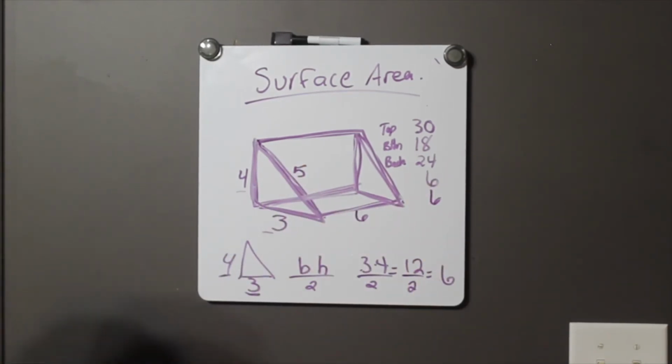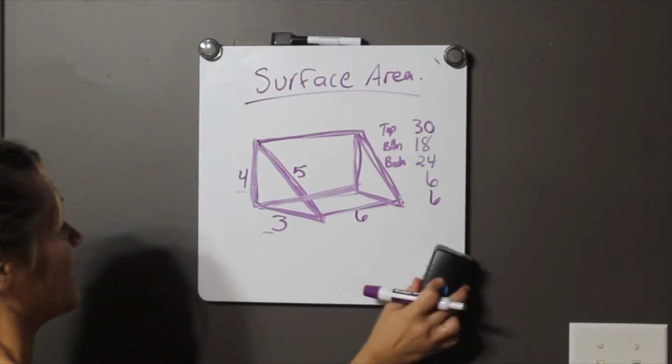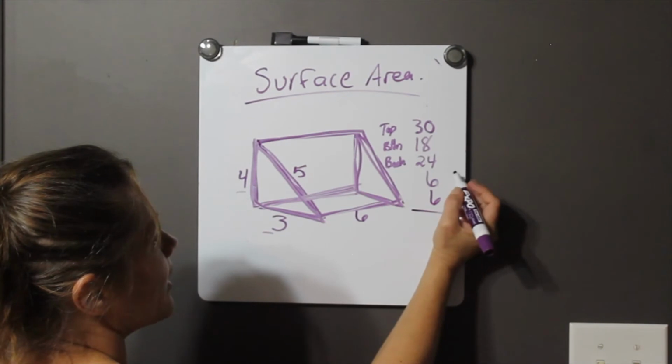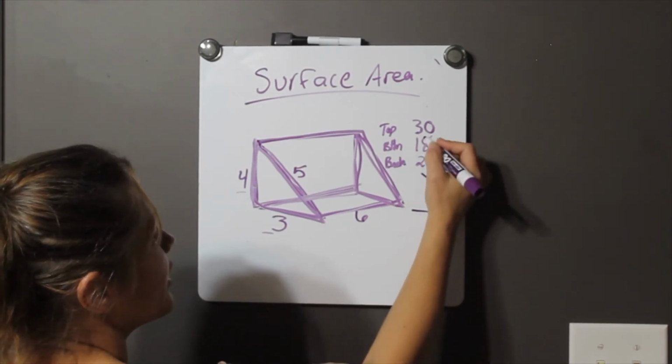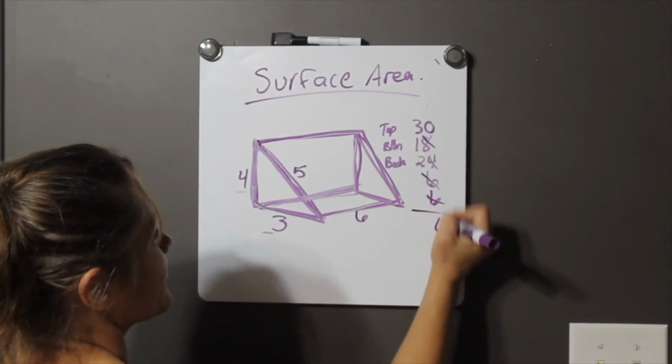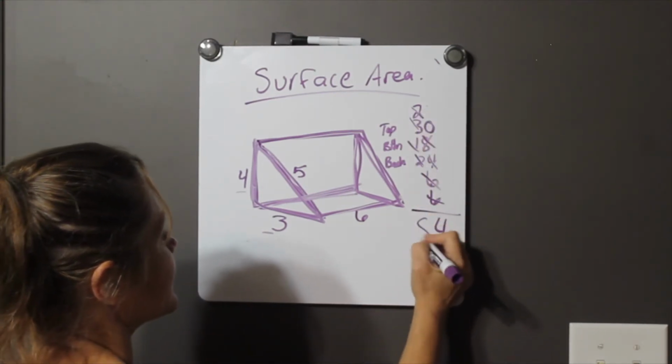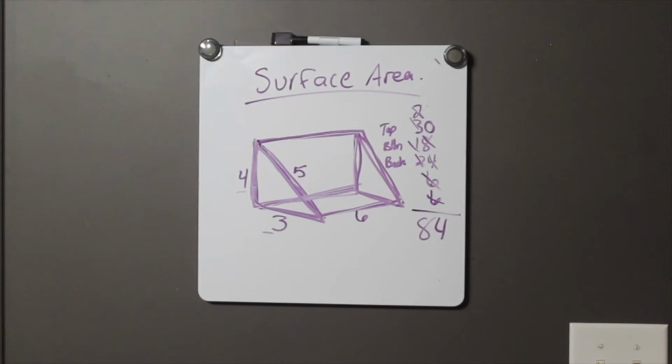Now all we have to do is add all those together. So you find the area of each surface and you add it together. Let's see, 6 and 6 is 12, and 8 will be 20, 24. And then 3, 4, 5, 6, 7, 8. 84. So the surface area of that is 84.